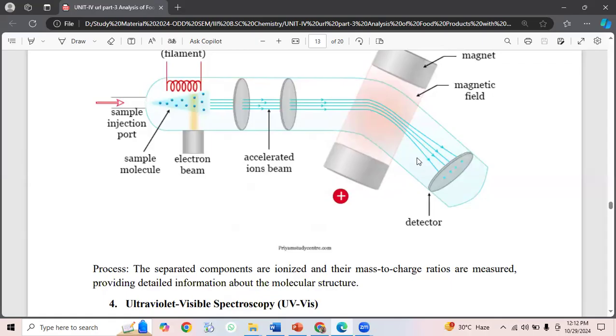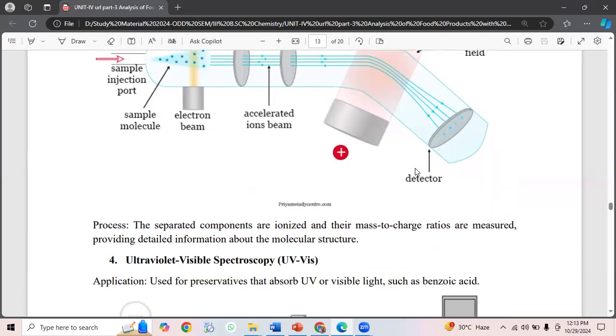Peaks in the spectrum can be analyzed to determine the molecular weight, elemental composition, and structure of the compounds. So these are the main structures. In this case, the sample should be a food product. From this food product, we can determine sensitivity, accuracy, and identify complex mixtures by using this mass spectrometer.